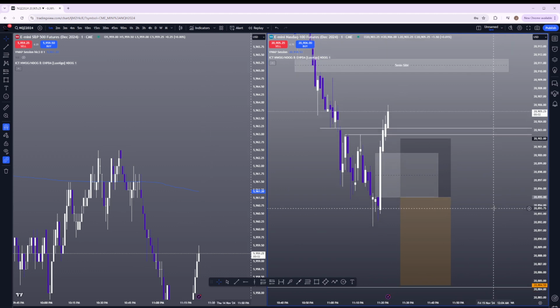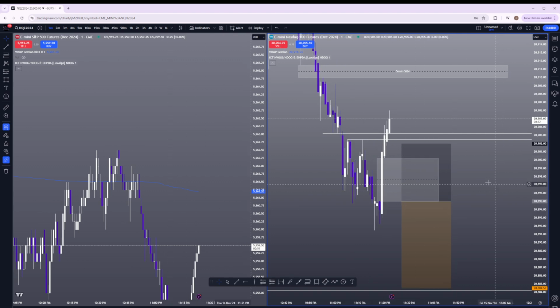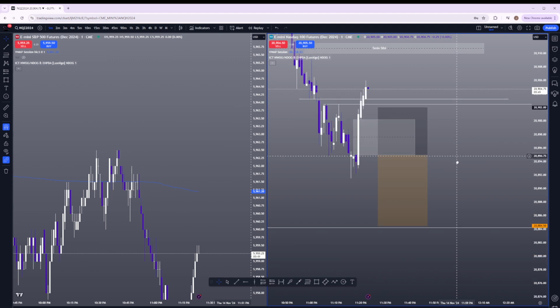That's like my favorite model. We've actually used it a lot lately. It's been showing up a lot. But yeah, right now I don't like an entry here. Not unless we got inversion. It really showed me that we're gonna move lower.